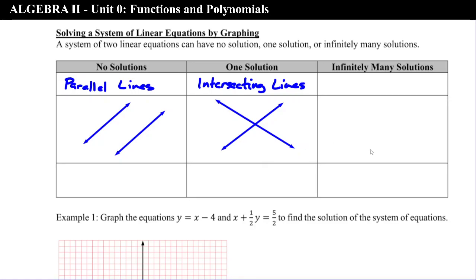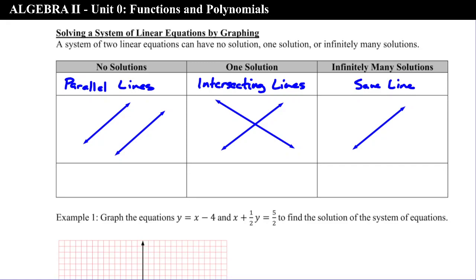And finally, you can have infinitely many solutions. If this is the case, it means that you have the same line. So this is what it means. We have one line here, and I were to draw essentially the same line on top of itself. You have the same line. They're just on top of each other.